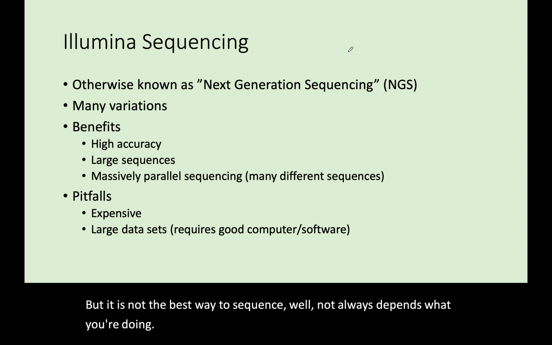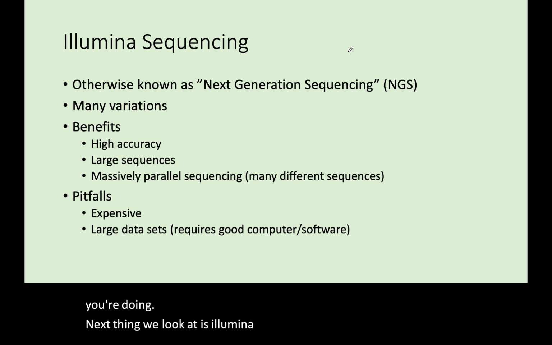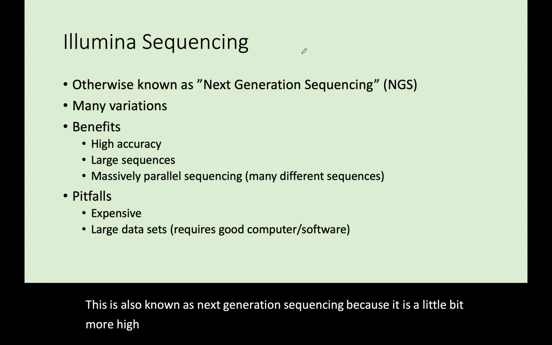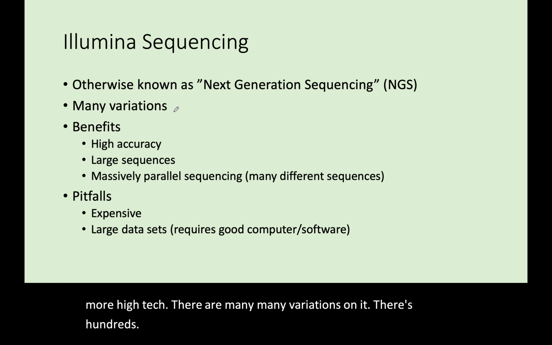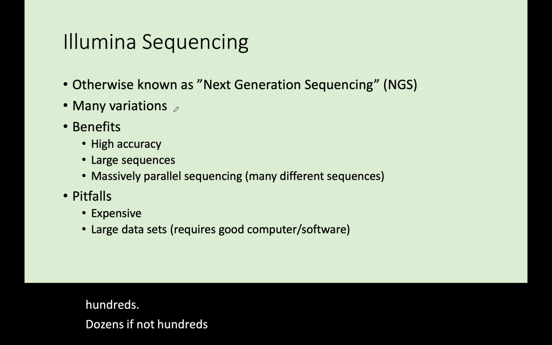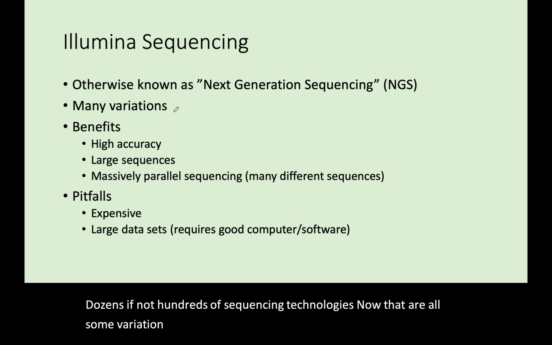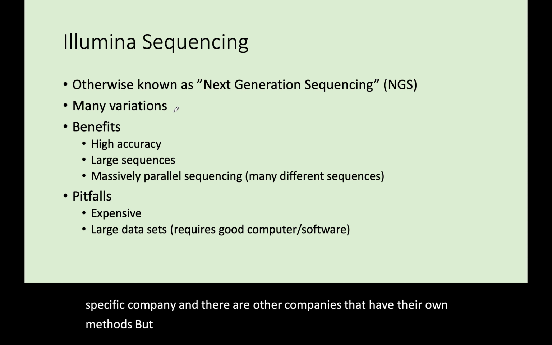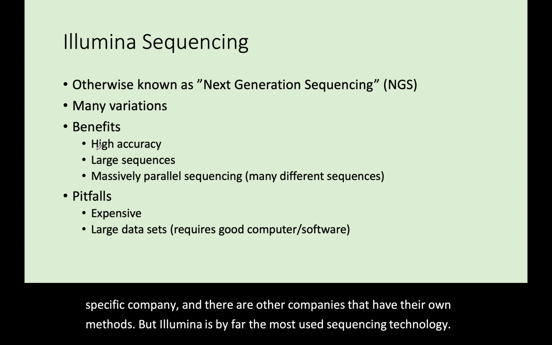The next thing we'll look at is Illumina sequencing. This is also known as next generation sequencing because it is a little bit more high tech. There are many variations on it, dozens, if not hundreds, of sequencing technologies now that are all some variation of this particular method. Illumina is a specific company, and there are other companies that have their own methods, but Illumina is by far the most used sequencing technology. The benefits are it's extremely accurate.